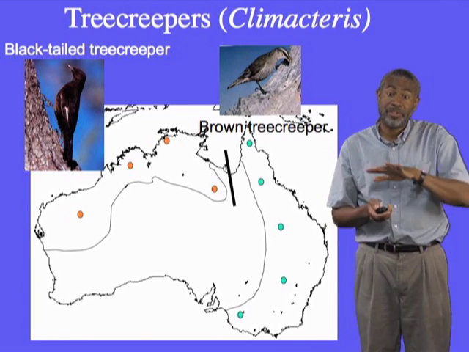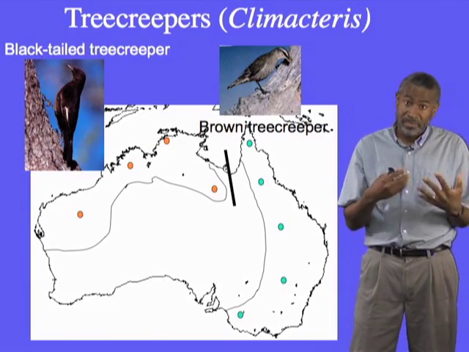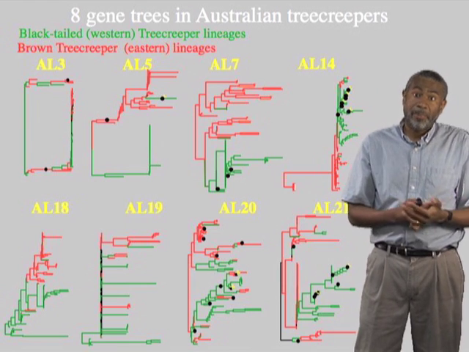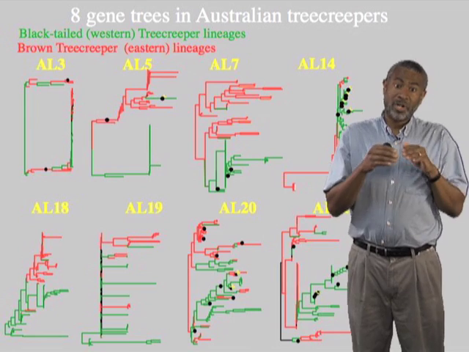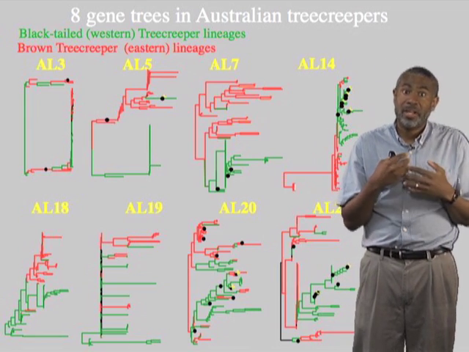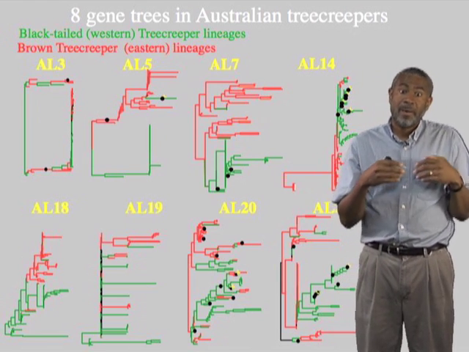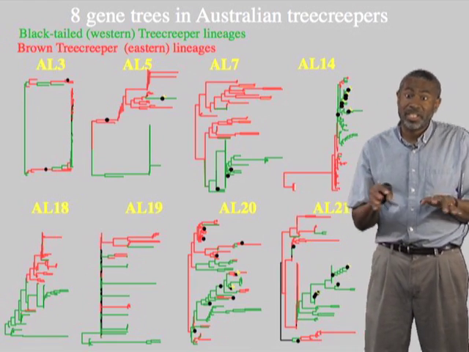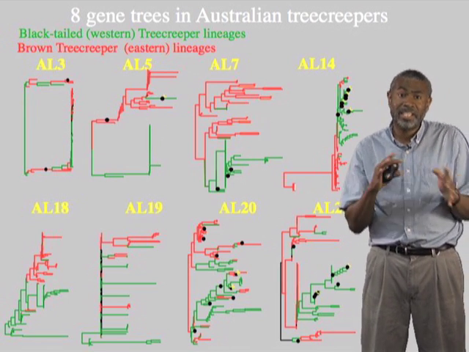Anyway, like the babblers, we've sampled them all across the continent. We then went out and looked at genetic data from a bunch of different anonymous loci. Here are some examples of the anonymous loci gene trees, each one is AL for anonymous locus. You can see that there are red lineages, which are the brown treecreeper from the east. You can see there are green lineages. These are the black-tailed treecreepers from the west. You can see that each of the gene trees is different. None of them are identical. They're all showing slightly different patterns.